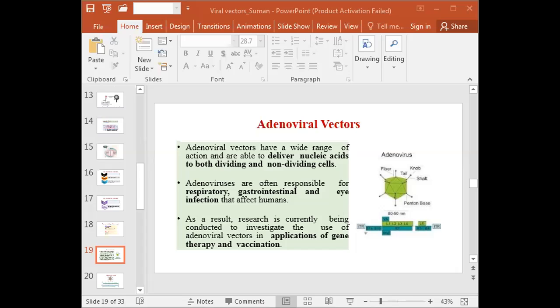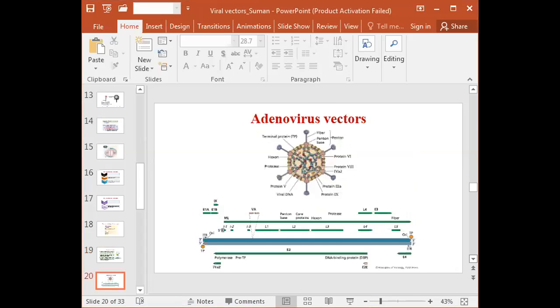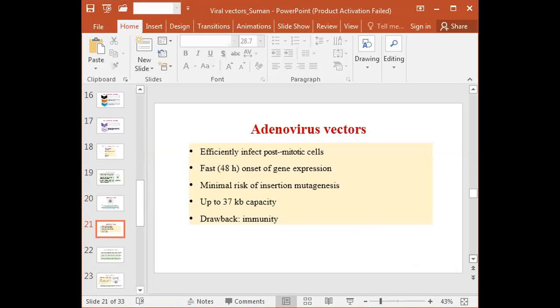So, here you can see the structure of the adenoviral vector, and they're efficient in post-mitotic cells. Very fast gene expression onset, 48 hours, minimal risk of infection because they are non-oncogenic. Large insert capacity, 57 kb capacity. But the drawback is that long-term correction is not allowed, and there are humoral as well as cell-mediated immune responses from high vector doses. So the immunity response is very high. This is the biggest drawback of adenovirus.